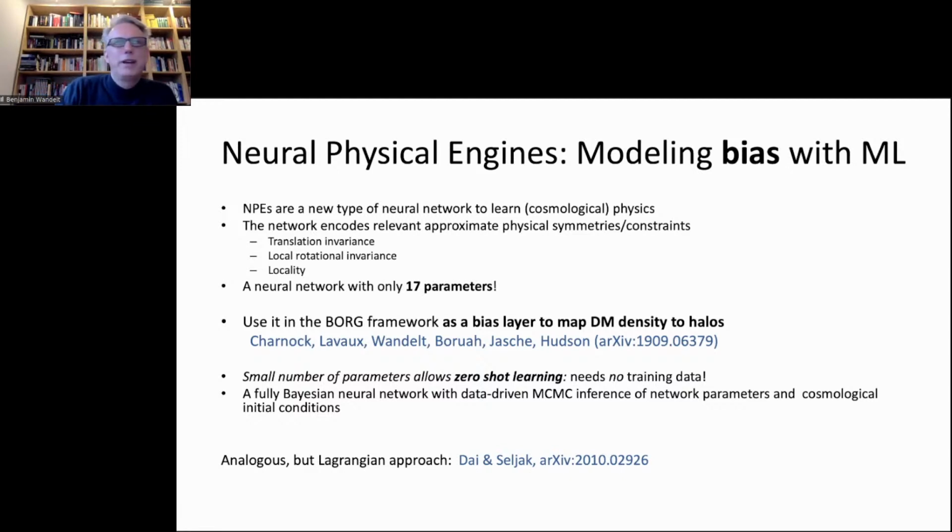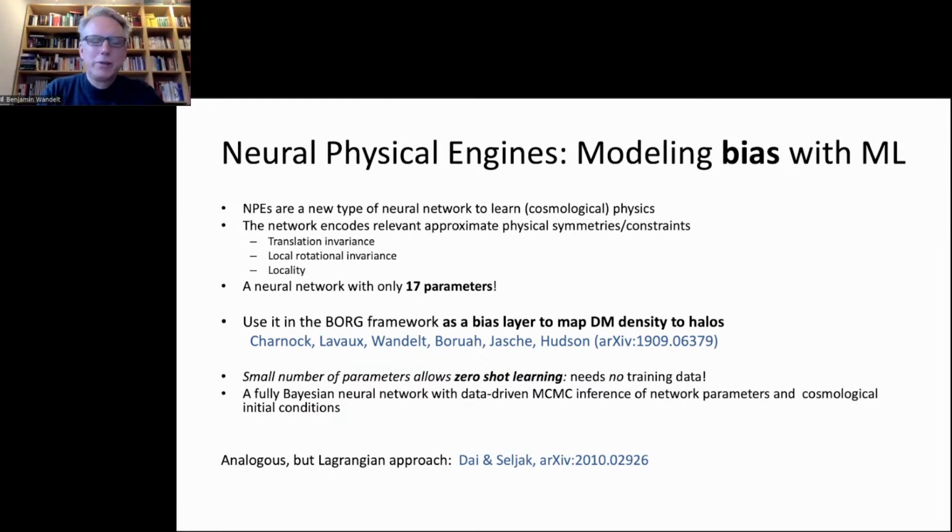And it turns out that way we can write down a neural network that only has 17 parameters, which is laughably small for neural networks. Typically, the big models that you hear about have billions of parameters now. We can include it in this forward model, this Borg framework, to map dark matter density to halos and leave the parameters of the network just as additional parameters in our Markov chain.